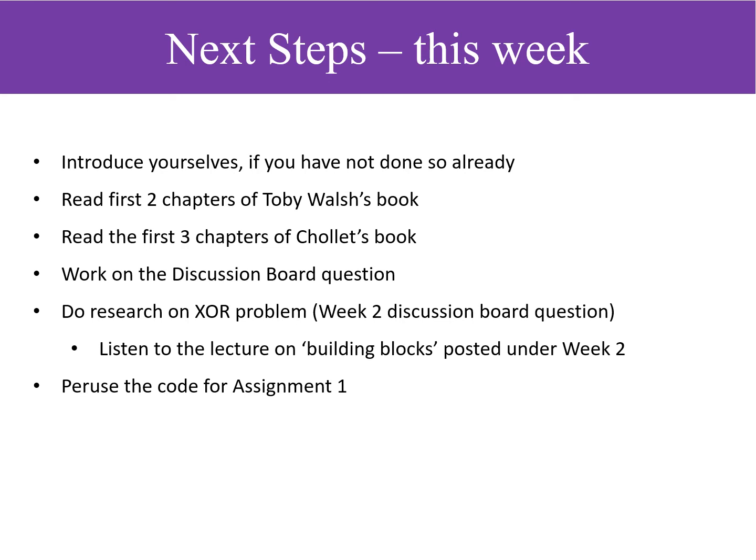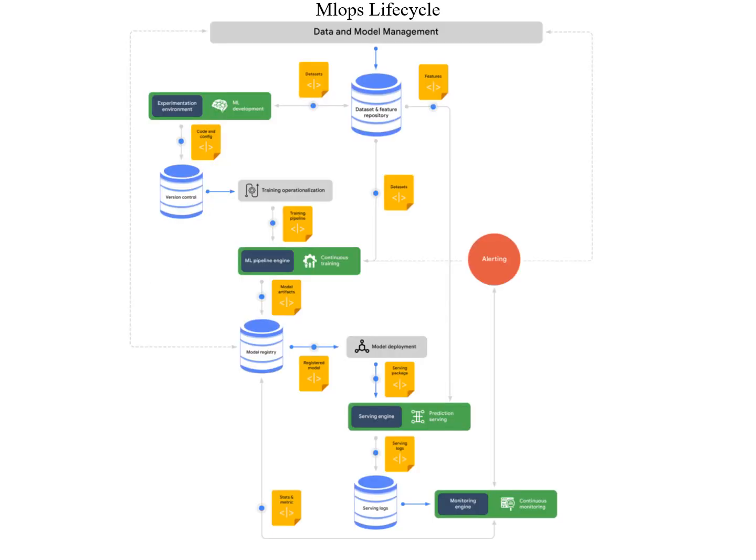So the next step for this week is to introduce yourself, if you haven't done so already, read the first 2 chapters of Toby Walsh's book, read the first 3 chapters of the Chollet book, work on the discussion board question, do research on the XOR problem, listen to the lecture on building blocks posted under week 2, and peruse the code for assignment 1. So this is for next week anyway. So for now, just do your week's work.